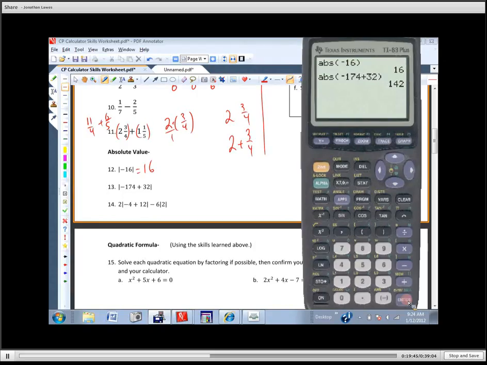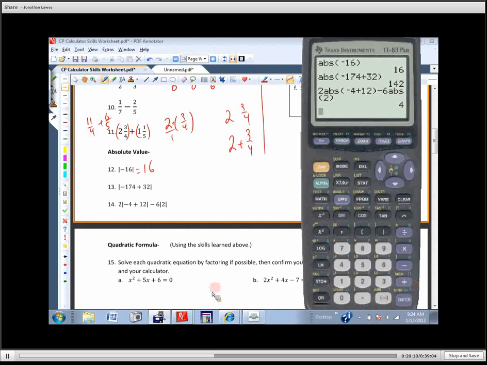You can pretty much type it in just how it looks, right? So it's going to be 2 and then absolute value of negative 4 plus 12. And then we're going to subtract 6 times the absolute value of 2. Okay, everybody good there? Okay, flip the page over.